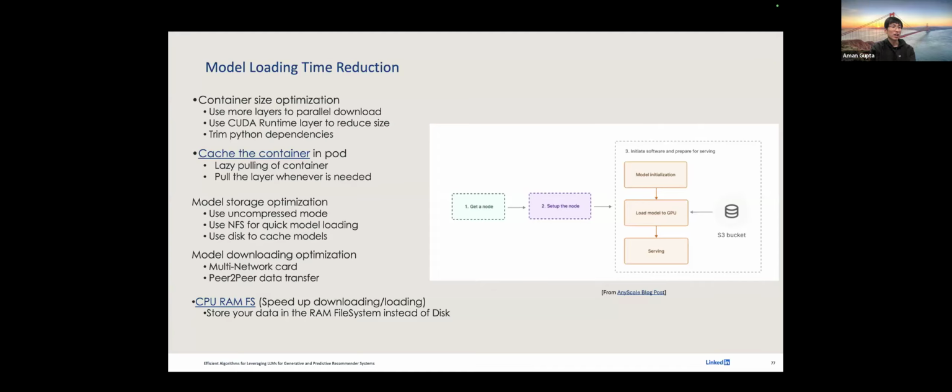Other techniques include caching the container in pods, model storage optimizations, and the network file system, NFS, which allows you to mount the same model quickly and load the disk caches in the Linux page cache to help absorb high read bandwidth demand. There are also recent techniques like CPU RAM FS, which can speed up downloading and uploading, where they store the data in the RAM file system instead of disk.